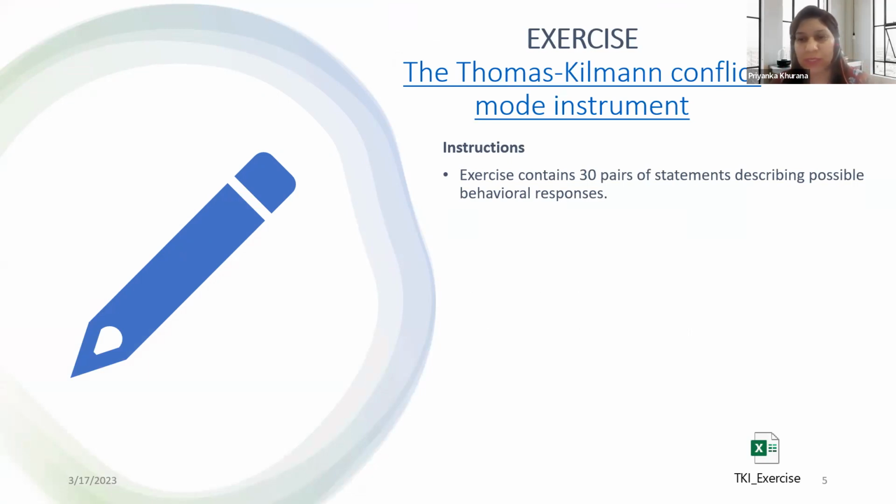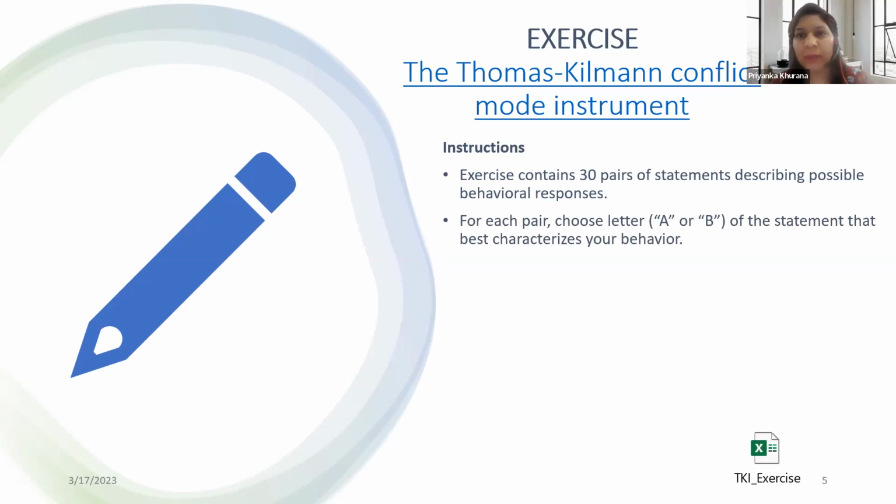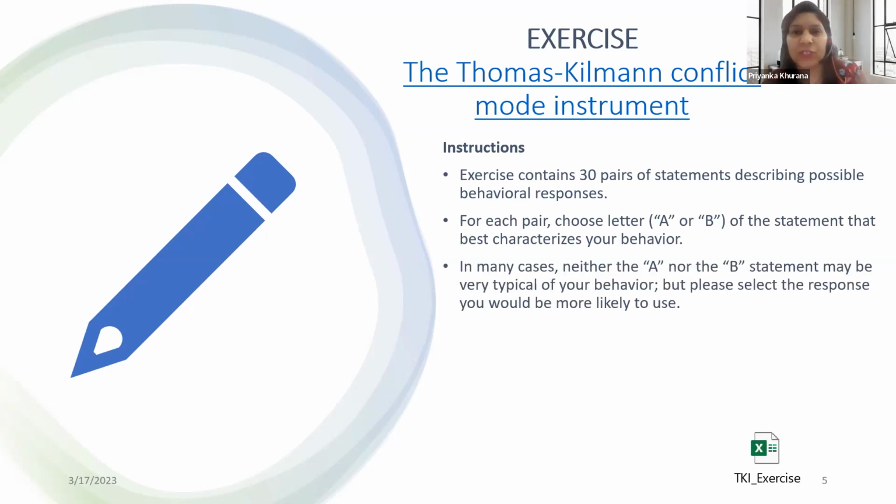behavior responses. Every question has two statements, A or B, that best describe your character or your behavior in a particular conflict situation. In many cases, neither A nor B would be typical of your behavior. You will feel that you behave this way or that way sometimes, but you have to select the response that you would be more likely to use during that situation, the best suited in a particular conflict.